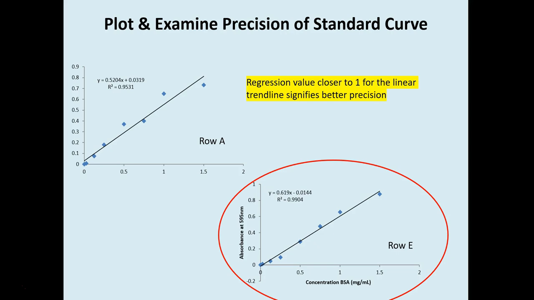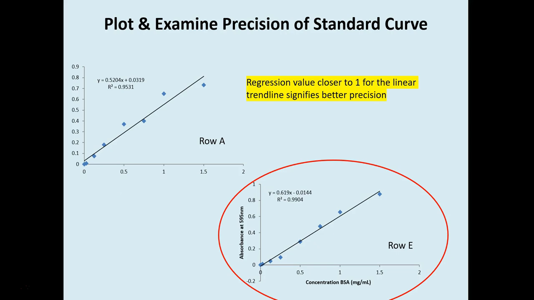Okay, so then once you have those blank corrected values, you can plot them so that your concentration of standard protein is on the x-axis and the absorbance is on the y-axis, and you can make a scatter plot. You then put a linear trend line on it, and you put the r-square value as well as the y equals mx plus b equation. Regression value closer to 1 is going to signify better precision. So between these two, row E has a better trend function, a more precise standard curve based on this regression value, since it is 0.99 versus 0.95 up there.